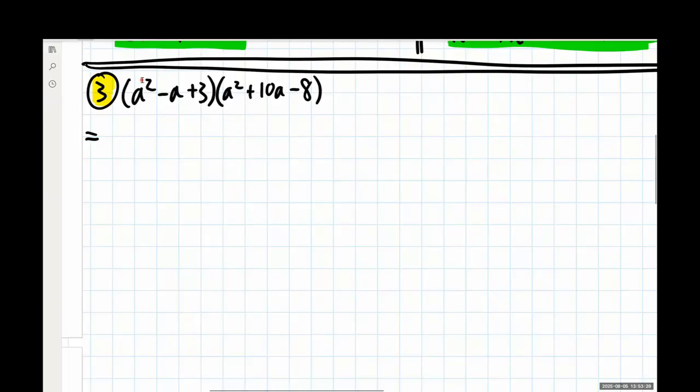So the first term, this a squared, we're going to distribute that through to everything in the second polynomial. We're then going to distribute negative a to everything in the second polynomial. And then we're going to distribute the positive 3 to everything in the second polynomial. We're going to write that out. Then we're going to multiply things together and combine like terms.